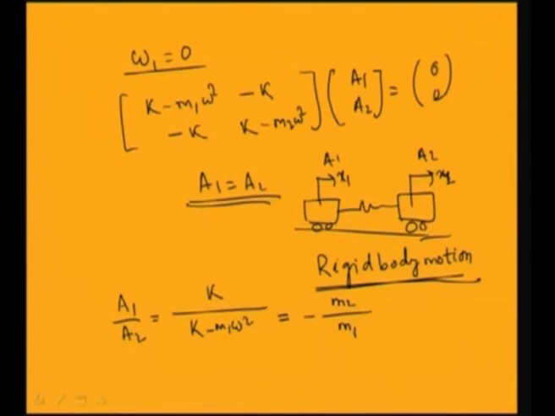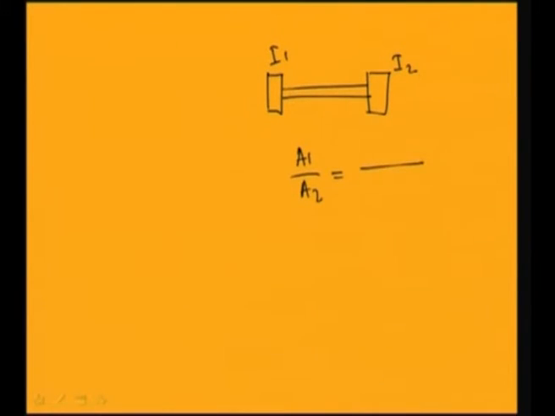So in this case you can observe that this amplitude ratio is inversely proportional to the mass ratio of the system, A1 by A2 equal to M2 by M1. So in case of a 2 rotor system, similarly, if the inertia is I1 and this inertia is I2, you can write A1 by A2, the amplitude of rotation of this mass by the amplitude of rotation of this mass, will be equal to I2 by I1. So it is inversely proportional to the inertia ratio.